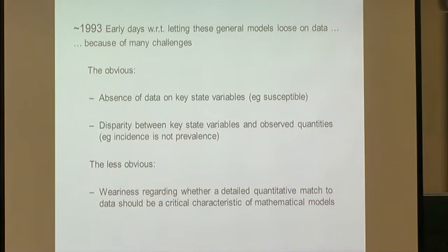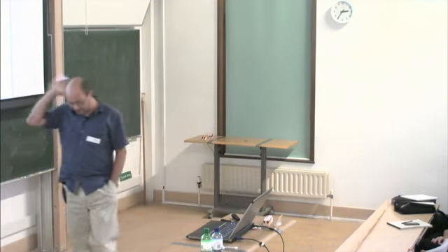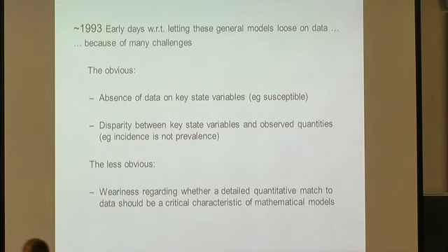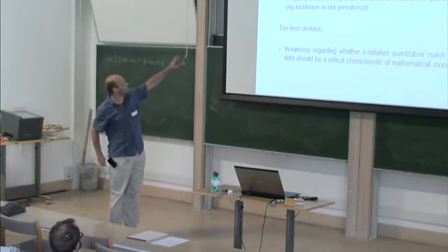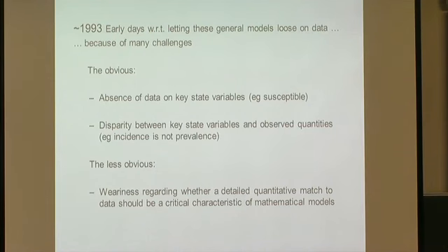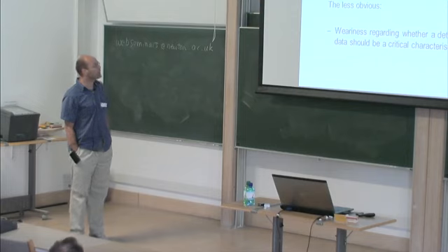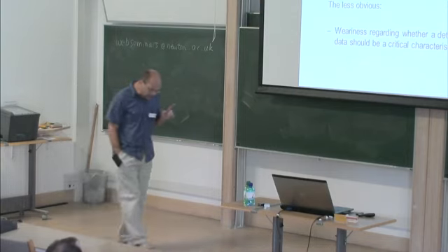For example, the absence of data on key state variables, like for the SIR model, we don't regularly observe and calculate the number of susceptibles, though Brian, of course, will help us change that with his serology. And then interesting also, subtle challenges about the disparity between key state variables and observed quantities. So for example, typically the real data is incidence, which is related to, but obviously different than the prevalence, which is the key variable in the mathematical modeling.